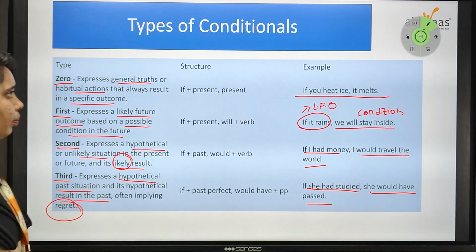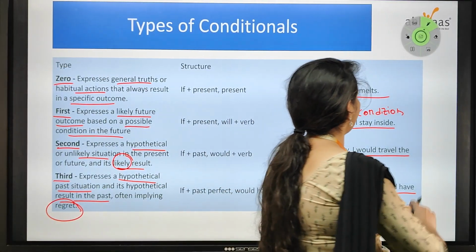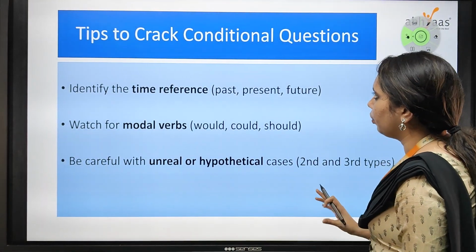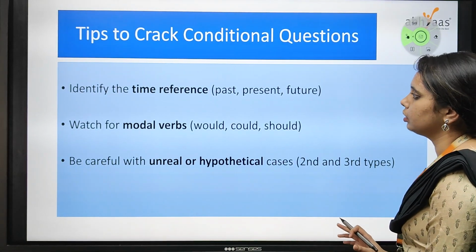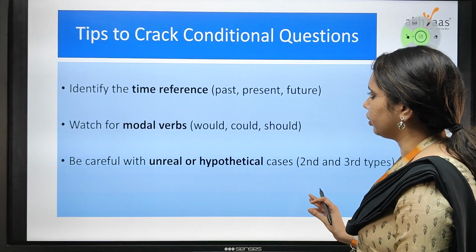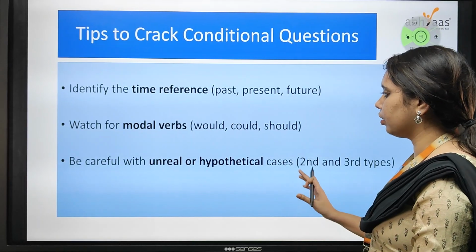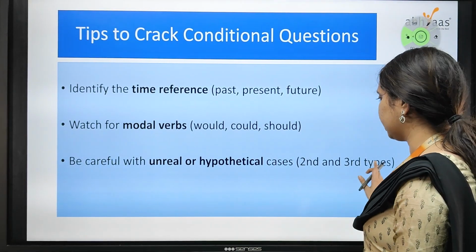Now let's see some exercises. So how can you crack these conditional clauses? Always identify the time reference, and then watch for the modal verbs, and then be careful with whether it's an unreal or hypothetical case.